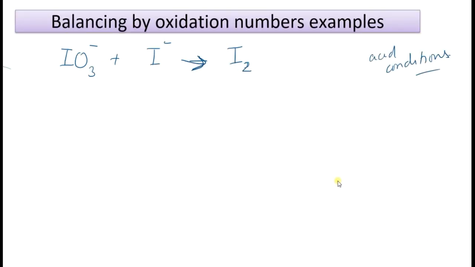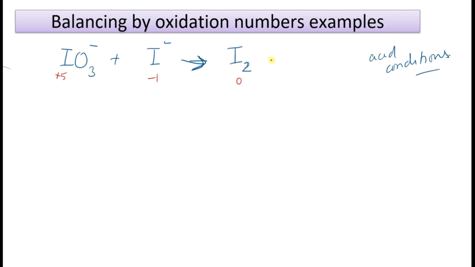You try first, check. This is again acid conditions. Okay, so you may be thinking, I don't need all these methods. Let's see, because it looks simple enough. 2I minus, so 2, that balances with I2 already.